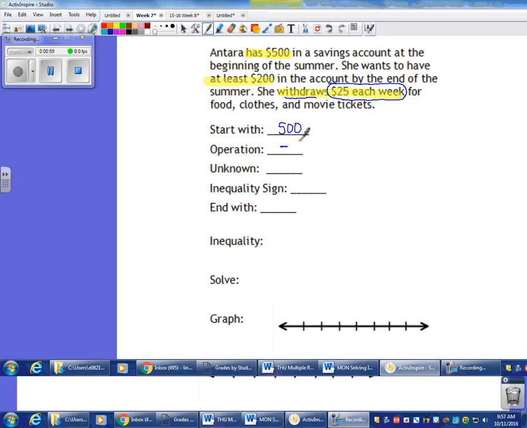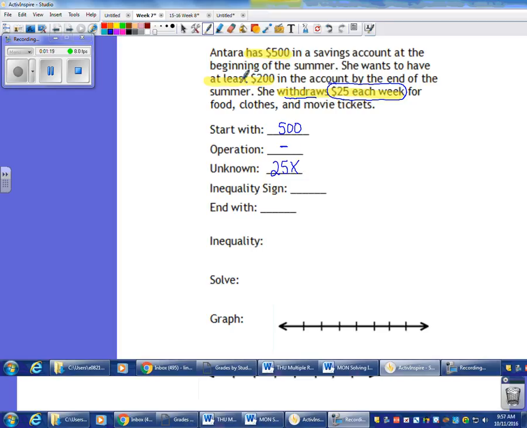Our unknown. We don't know how many weeks. So when we say 25 times each week, that's like saying 25 times I don't know. And whenever you don't know something, you need to give it a variable, and we always use the letter x. So we would write 25x is representing 25 each week.